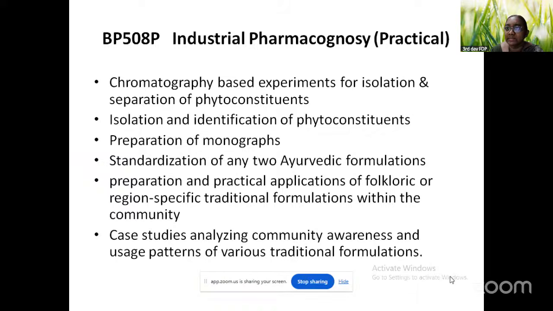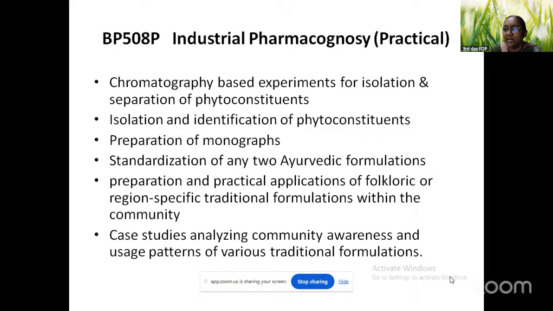So the practical session in the industrial pharmacognosy includes the chromatography based experiments. Previously we have done these experiments in the old syllabus topics. Only one or two experiments were included, but in the industrial pharmacognosy, a larger number of experiments regarding the chromatography is being added. So isolation and identification is the previous one, similar to that one.